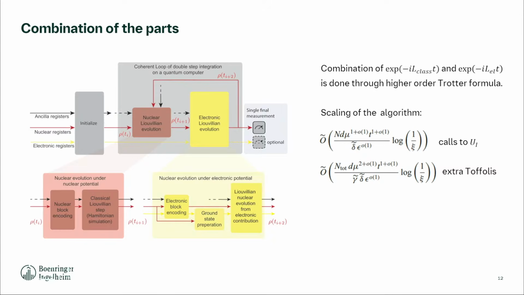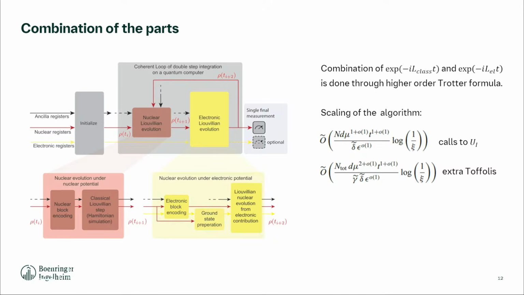Delta is the gap of this electronic Hamiltonian, and gamma is the minimal overlap between the initial state prep and the true ground state. The extra Toffolis actually scale a bit worse with respect to the one norm of this Liouvillian operator.